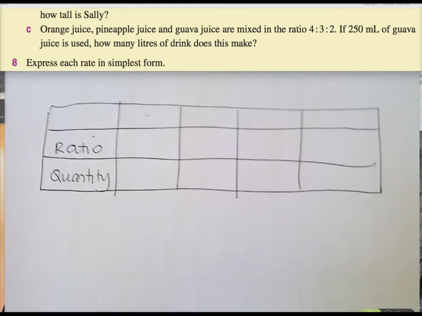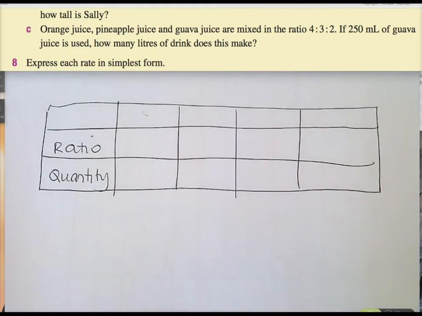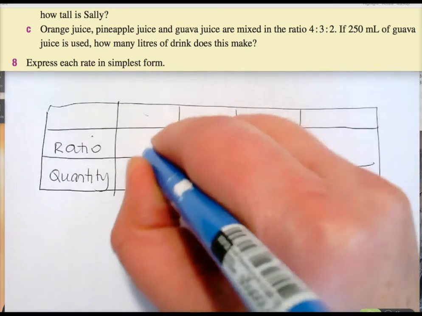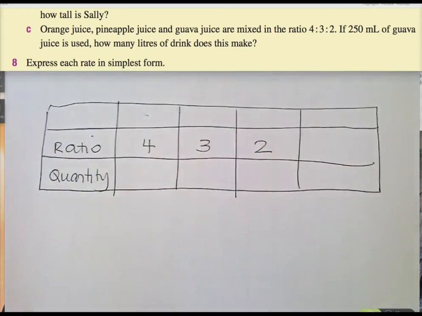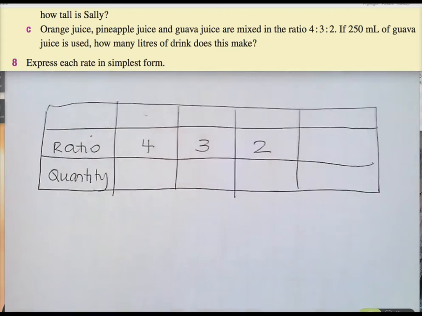Here, orange juice, pineapple juice, and guava juice are in the ratio of 4 is to 3 is to 2. So I'm going to go, my ratio is 4 is to 3 is to 2. What do I put on top of the 4? Which juice is that? So 4 is orange juice.